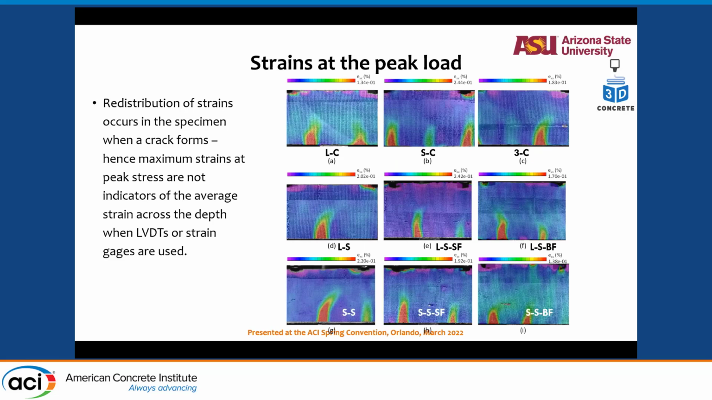Again, showing you the strains at the peak load. There is redistribution of strains as it cracks because now the crack paths are different. The strain concentrations are different because of the way in which the filaments are oriented. Again, it's not the interlayer effects. The interlayers are the same because the layer thickness is the same. It is the interfilament effects, and therefore you will have differences in the way cracks propagate. The maximum strains at peak stress are not really indicators. So this is not the exact strains that you will get if you put an LVDT and measure, because if you do that, you get local strains. These are generally the average strains across a specimen.